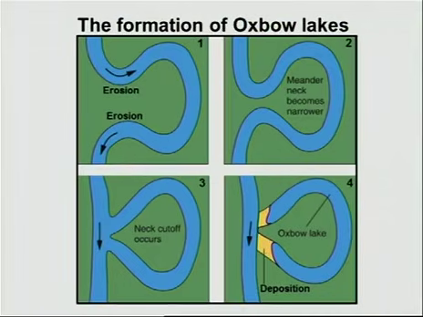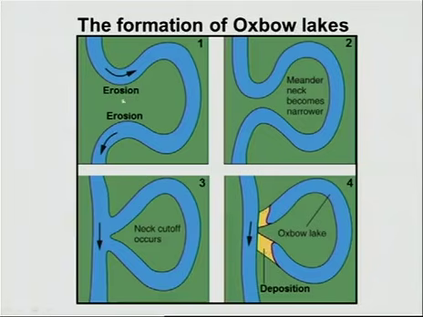Now, what's important, people, is that you must know these 4 steps that I've got here. The first thing that you must remember, and this is very, very important, is that the oxbow lake is formed where you get a meander. Here you've got a meander.